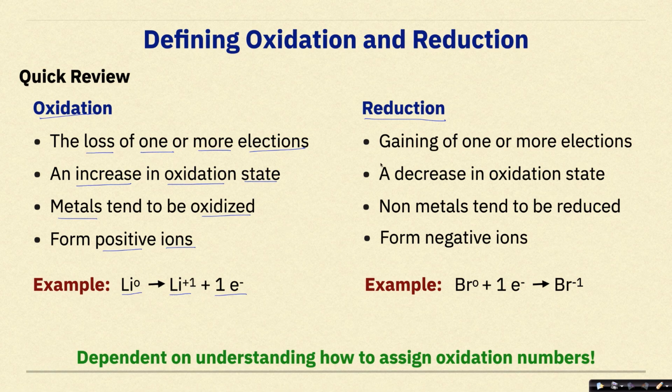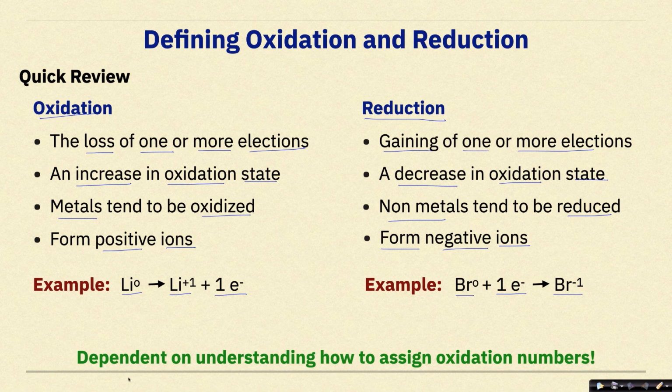On the other side, we have reduction. Reduction is gaining of one or more electrons. We'll see a decrease in the oxidation state. Nonmetals tend to be reduced and gain electrons to get their full octet, and they will form negative ions. The example I have here is a bromine atom, which we know has 7 valence electrons, gains 1 electron, and becomes bromine -1 with its full octet. So the oxidation numbers change from 0 to -1.